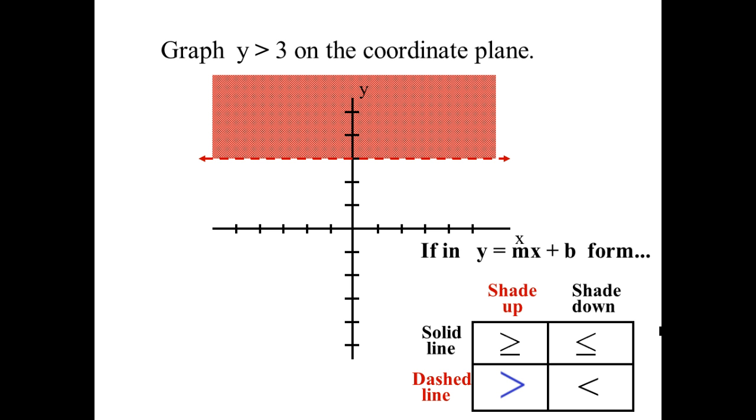Now that little box down in the right-hand corner, you probably want to write all that down. That's really the only thing you can mess up on these problems, if you don't have the right type of line, or you don't shade up right or shade down right. Remember, we're talking about the y value. So when we shade up, we're talking about where the bigger y's are, shade down where the smaller y's are.